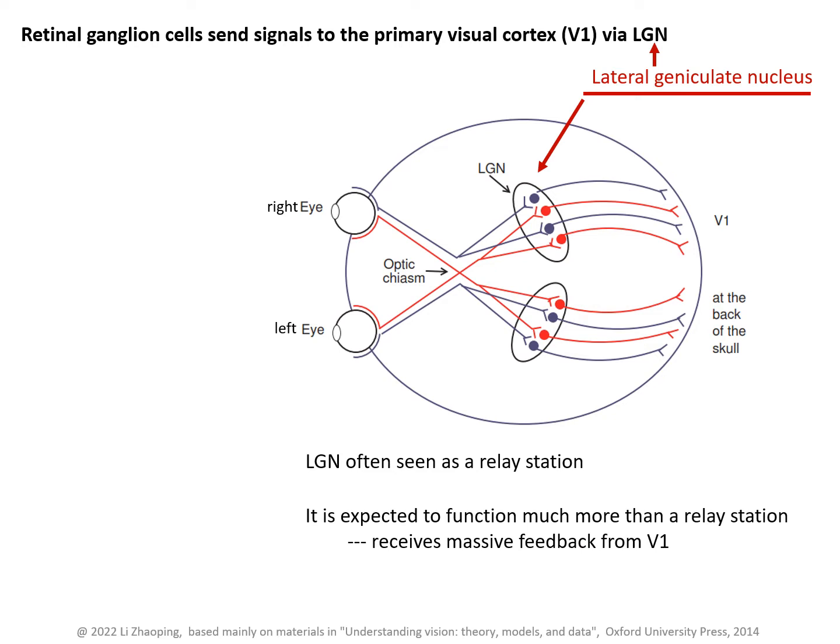However, since LGN receives massive feedback from V1, it is expected to function much more than just a relay station. But not enough is known about LGN to have a consensus about its function.